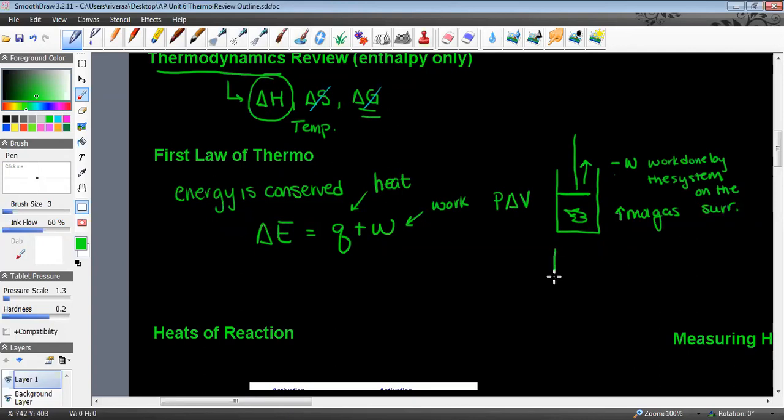And if the reverse was true, like if you had a reaction that took place inside of here and produced fewer moles of gas, the atmospheric pressure is going to push that piston down.